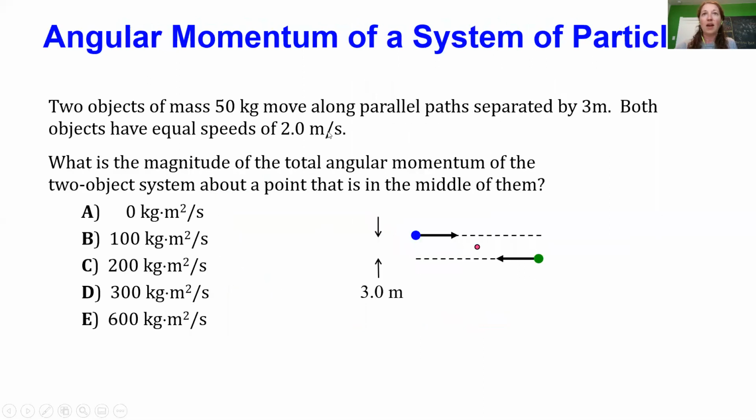All right, so with that in mind, I want you to think about this question. Now we have two objects that are moving according to the diagram shown here, and we want to figure out what the total angular momentum of the two object system about this point is. So take a minute to think about it before starting the next video.